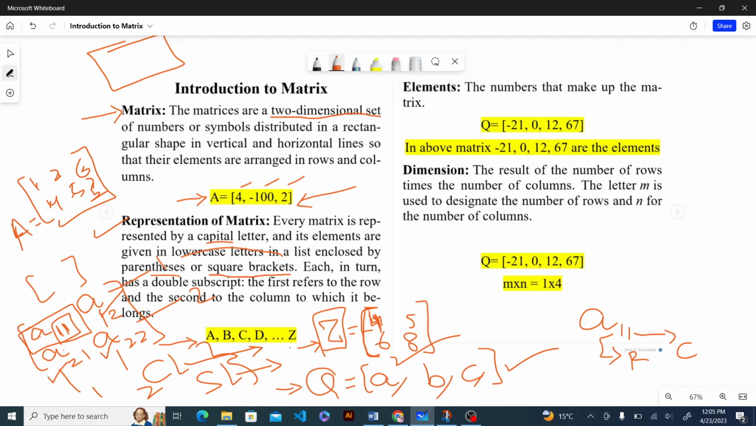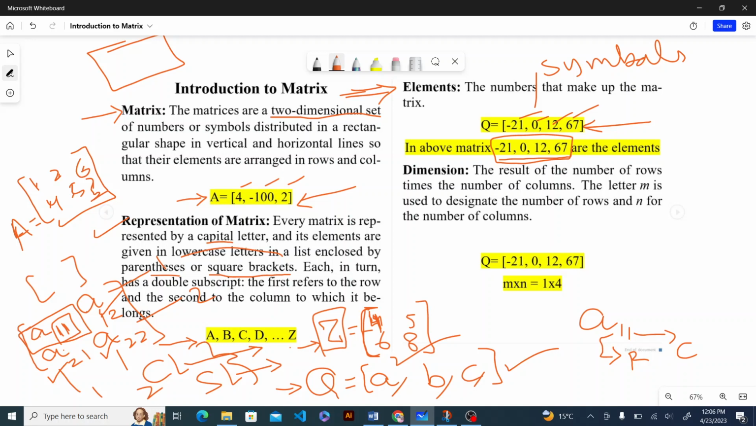Let's move forward and look at elements. What are the elements? I have already mentioned, but let me explain again. The numbers or symbols that make up the matrix are called elements. Example: Q is a matrix which has these numbers -21, 0, 12, 67. So -21, 0, 12, 67 are the elements of the above matrix.